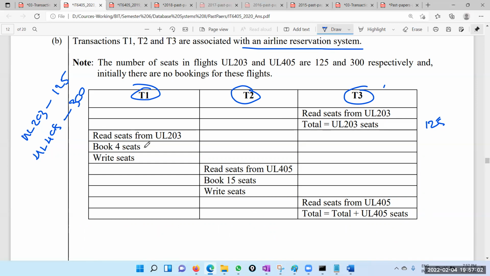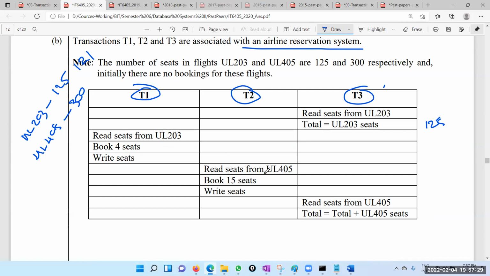Now this read from UL 203. You book 4 seats. They are not directly mentioning that because this is final year. They assume that you will understand this. When 4 seats are booked, you have to subtract that. So therefore, this will be 121, and write it.